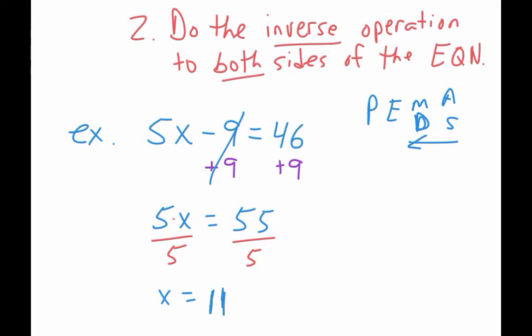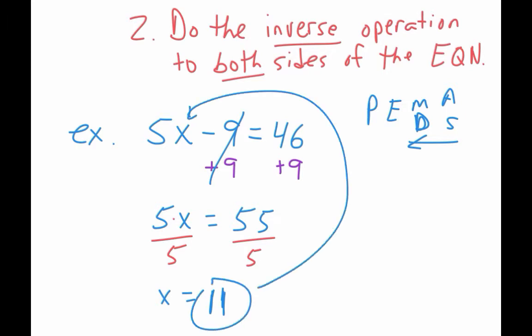In a perfect world, us math teachers try to get you to check your work. And we say, oh, take this 11 and put it in there for the x and see if it worked. So you could say, well, 5 times 11 minus 9. Well, that's 55 minus 9. So that's 46. And we were supposed to get a 46, so we know that it works. So we have to do that.